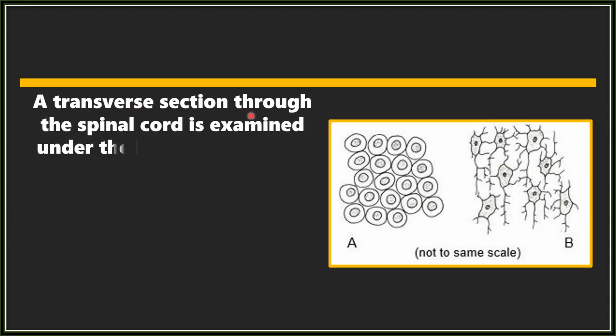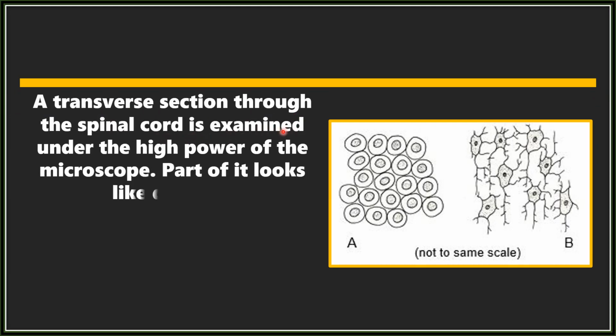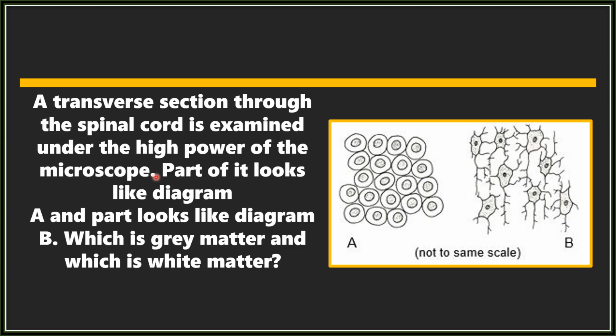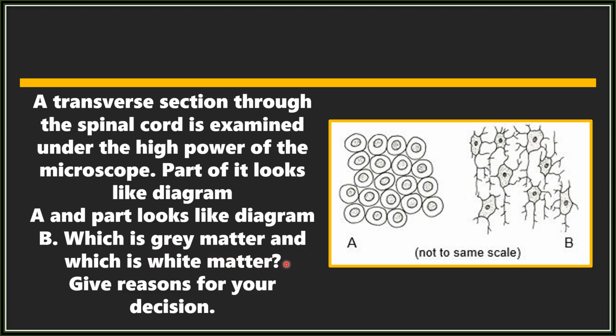A transverse section through the spinal cord is examined under a high power of the microscope. Part of it looks like diagram A and part looks like diagram B. Which is gray matter and which is white matter? Give reason for your decision.